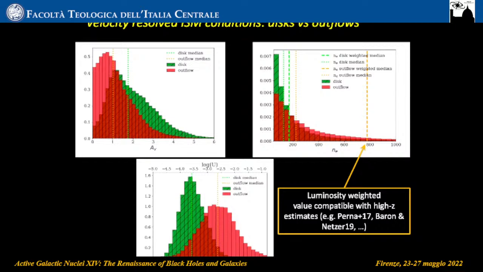Interestingly enough, the densities we derive in these nearby sources are not so high, but once you average using a luminosity weighted average, you get a much higher value because the brightest spots are also the densest. And you get a value that is comparable with what is measured at high redshift. So probably, doing a luminosity weight with the high redshift data, you are just picking up the highest density peaks in the outflow distribution.